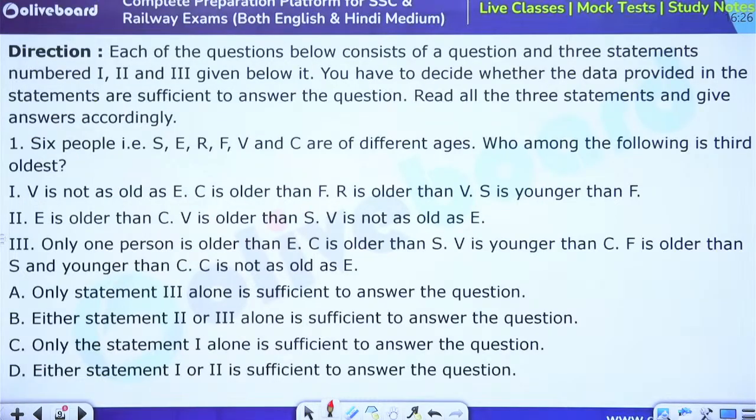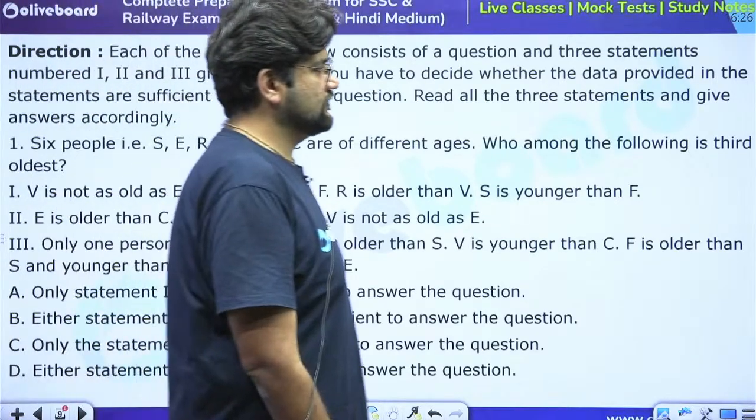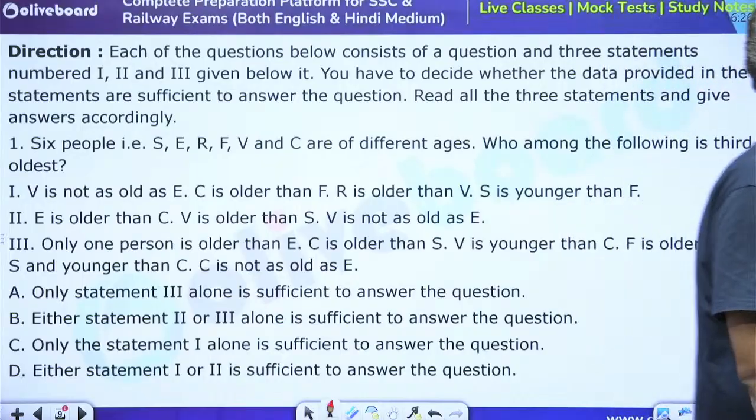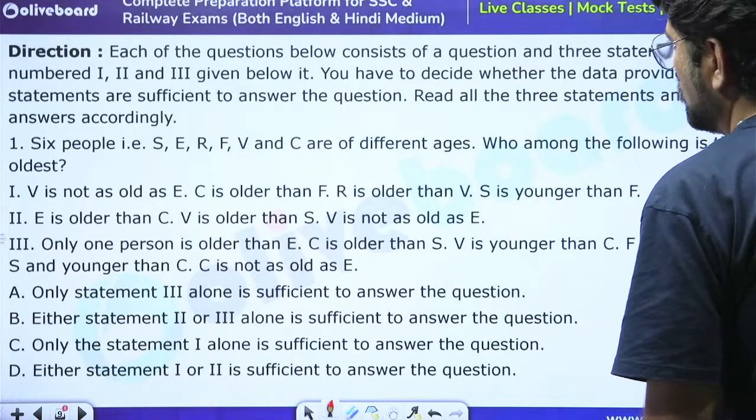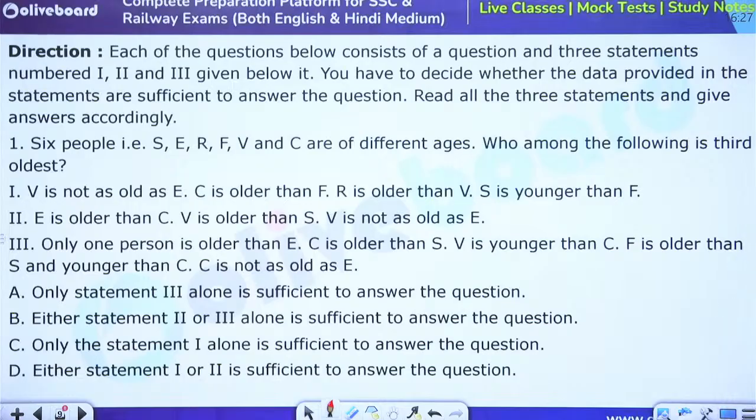Next. Data sufficiency. Just read this question. I will go out of the frame. So take a screenshot here or hit the pause button and read this question. So there are 6 people who are of different ages.